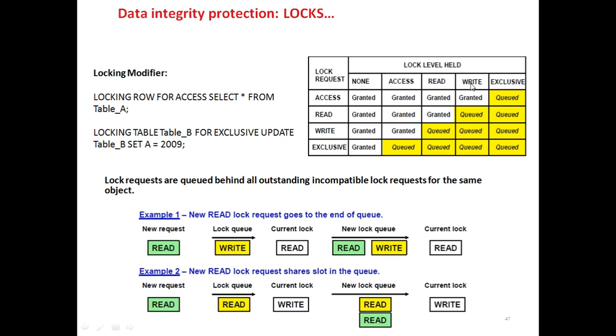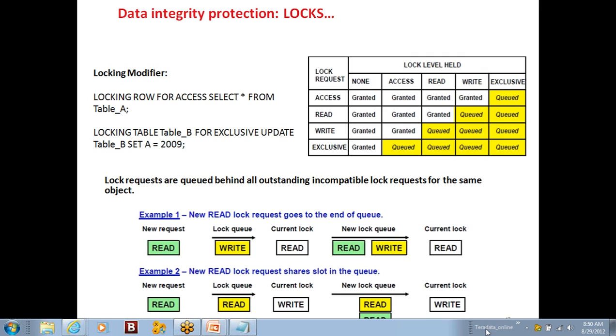So how about when the object is already locked by write? Only the access lock can be granted because access and write are compatible. But write is not compatible with any other locks. So all other incoming locks should wait in a queue. And if an exclusive lock is already obtained on the object, then every incoming lock request should wait in a queue. None of the locks can be granted when the object is already locked by an exclusive lock.